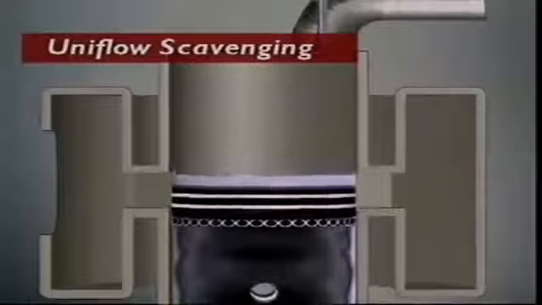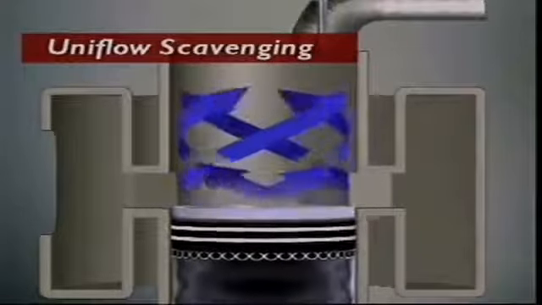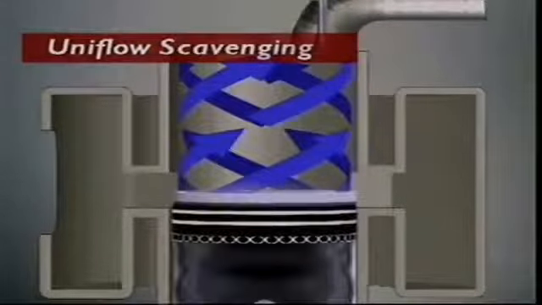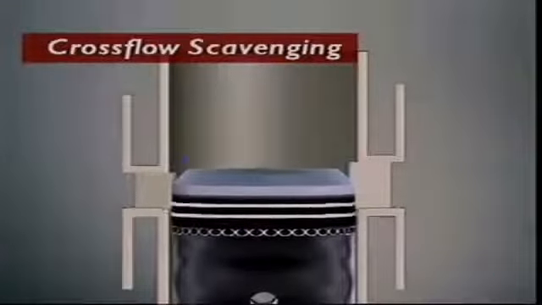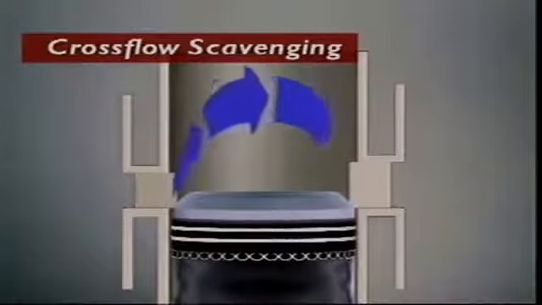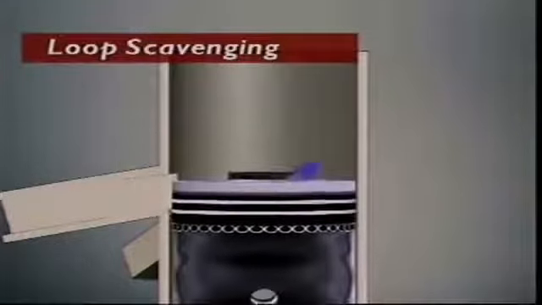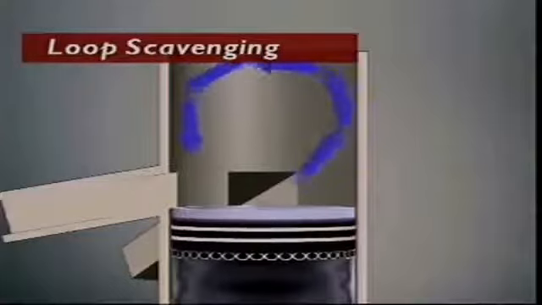How scavenging occurs depends on the design of the cylinder and ports. In this example, the air flows in one direction, towards the top of the cylinder. This is called uniflow scavenging. Cross-flow scavenging occurs when air enters on one side of the cylinder and exhaust gases exit on the other side. No valves are used and the airflow is across the cylinder. In loop scavenging, air enters across the top of the piston and flows up in a loop before moving in the direction of the exhaust port.